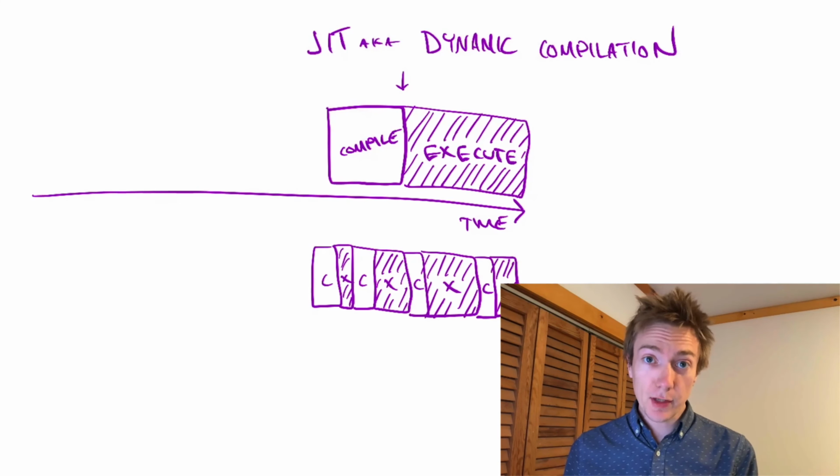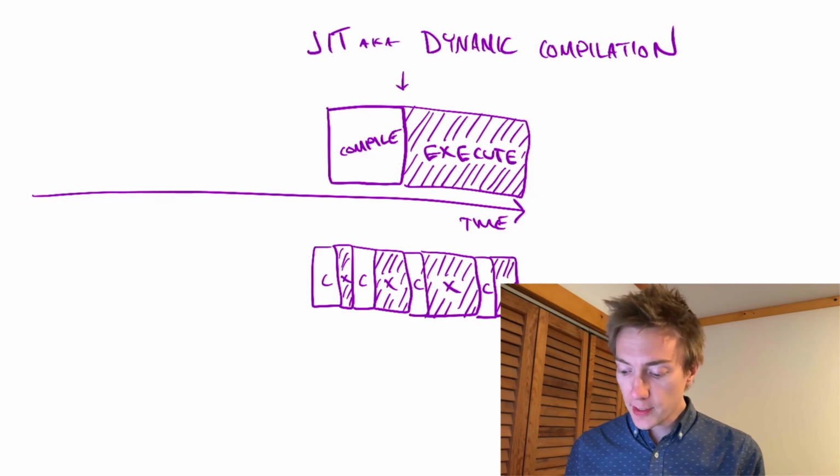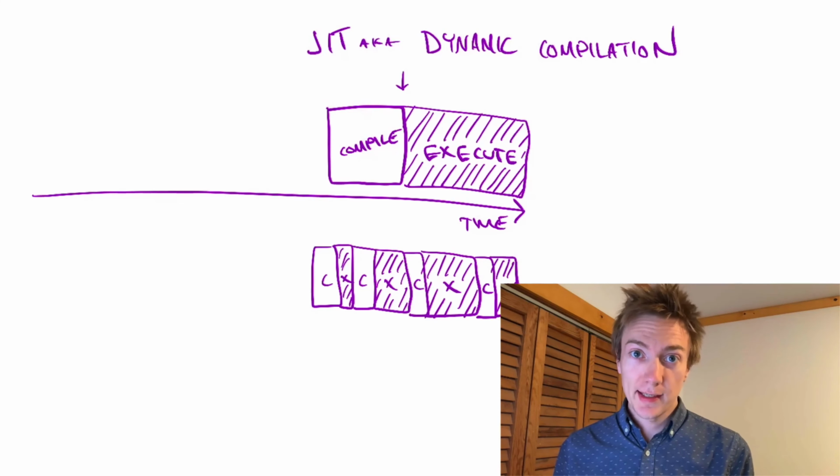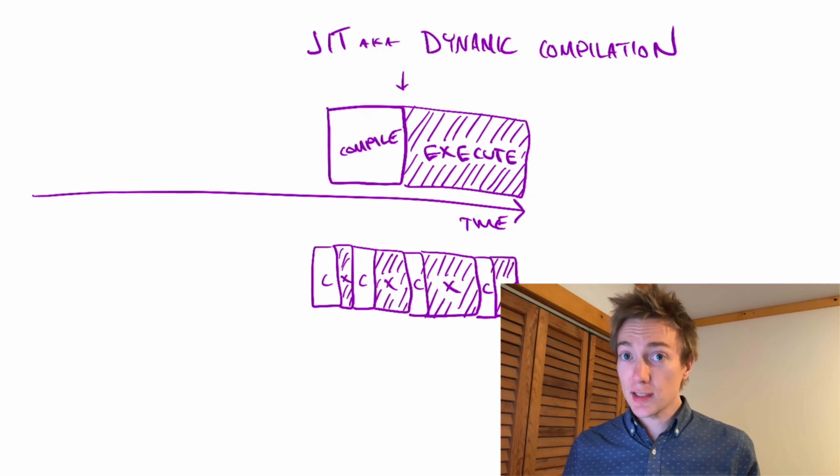When you receive the floppy disk in the mail, the work of compilation is not yet done. In order to actually run the program, you have to compile it right quick before you execute it. That's why it gets the name just-in-time compilation.